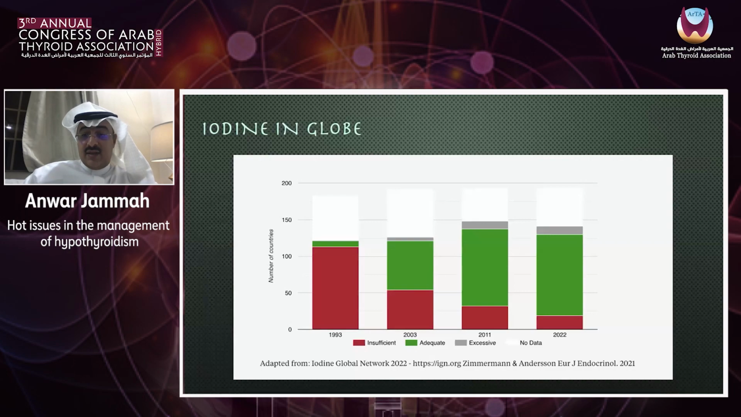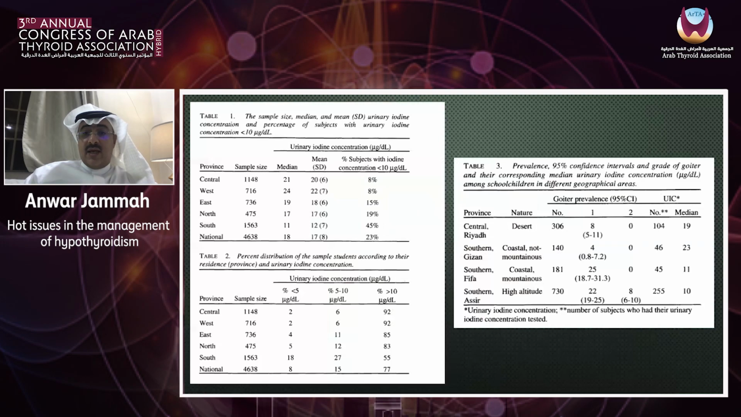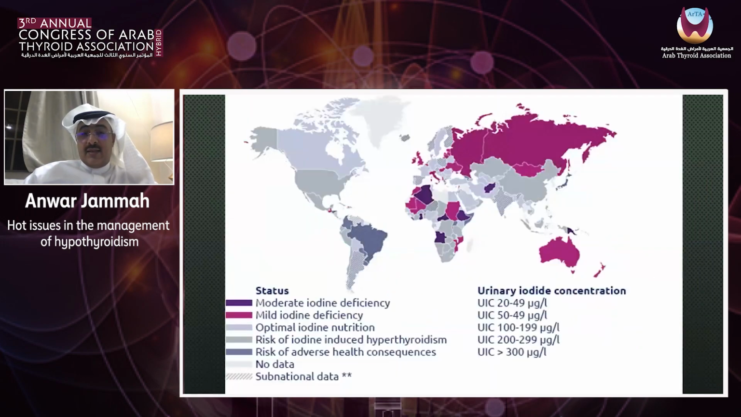iodine insufficiency. In Saudi Arabia, for example, in 1995 there was some iodine deficiency in some areas, especially in southern Asir, in Faifa. There was a mountain, and the iodine deficiency was in that area. However, in the last report from the WHO, they consider Saudi Arabia an iodine-adequate country, and it no longer has any iodine deficiency.